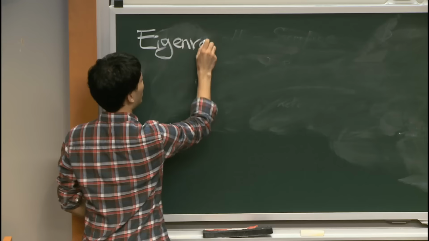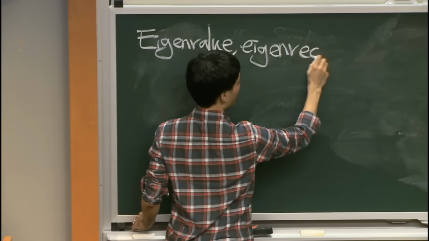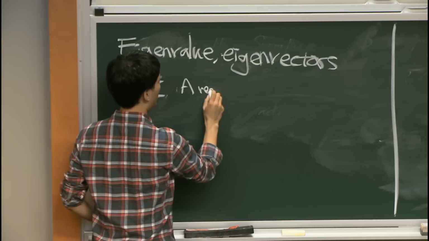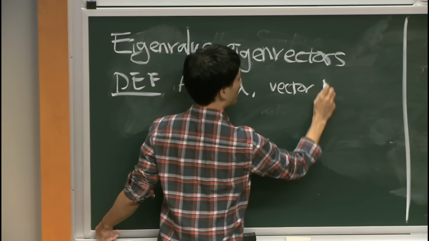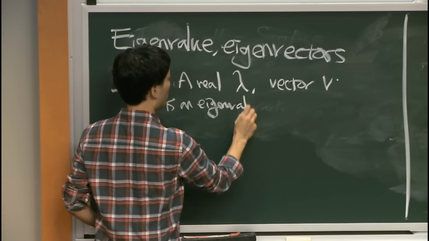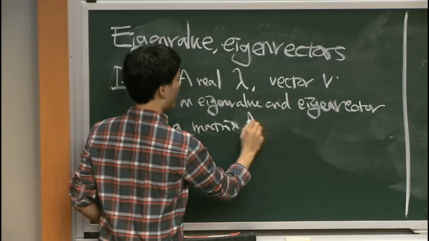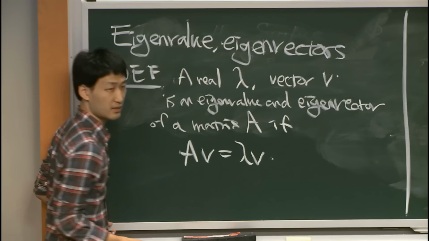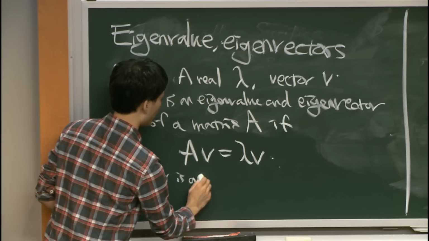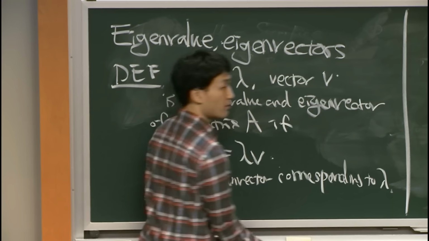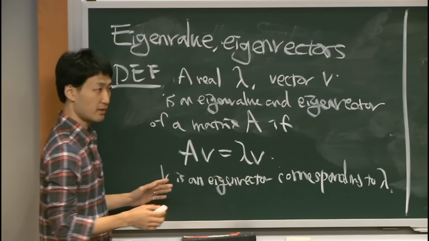The most important concepts for us are the eigenvalues and eigenvectors of a matrix. A real number lambda and a vector v are an eigenvalue and eigenvector of a matrix A if A times v equals lambda times v. We also say that v is an eigenvector corresponding to lambda. So remember, eigenvalues and eigenvectors always come in pairs, and they are defined by the property that A times v is equal to lambda times v.